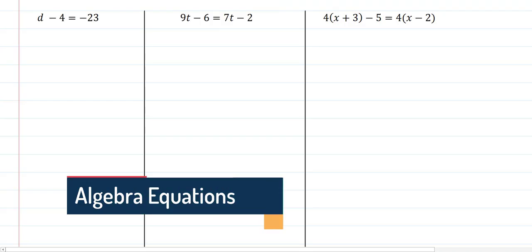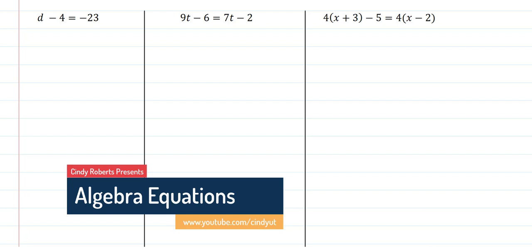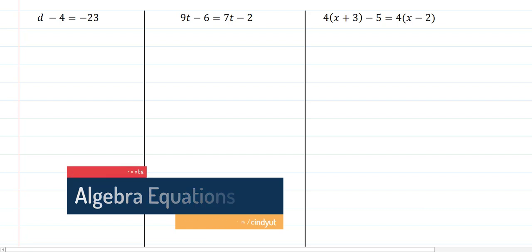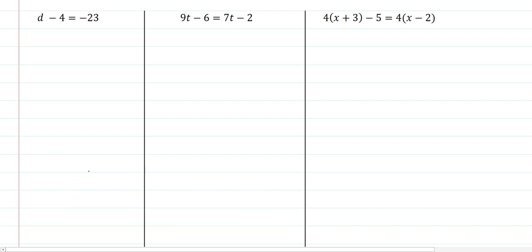Okay, now we move into where we start to solve algebraic equations. So these are equations, of course, because you see the equal sign, but this first one we're asked, what would you subtract 4 from to get negative 23? Now, you might already know the answer, but what's best to do is learn the steps.